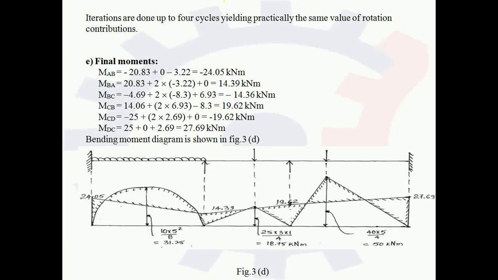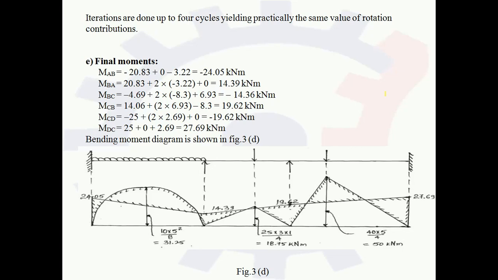Then for MBA we take 20.83, that is the fixed end moment BA, plus 2 into minus 3.22, where minus 3.22 is the contribution value, plus 0, that is the far end moment. A is the far end now, so its value is 0, and it is 14.39 kilonewton meter. Similarly we have gone through MBC, MCB, MCD and MDC, and we are getting the value of MBC as minus 14.36, MCB 19.62, MCD minus 19.62, and MDC 27.69.